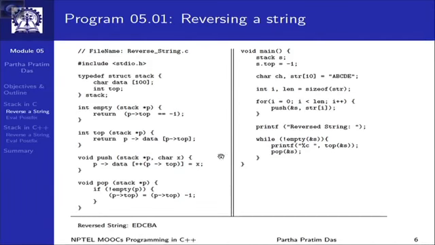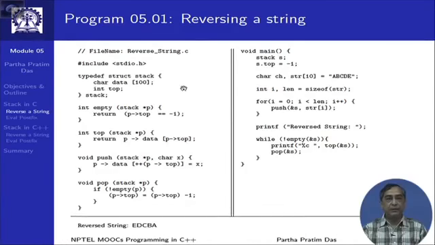So, let us take a look at reversing a string. This is more of a recap for you. This is a C program which is trying to reverse the string. As you can see, the stack is defined as a structure which has an array, which is the container of the elements, and a marker which is a top index, which will keep the current index of the topmost element. And these are the implementations of the 4 functions: empty, top, push and pop.